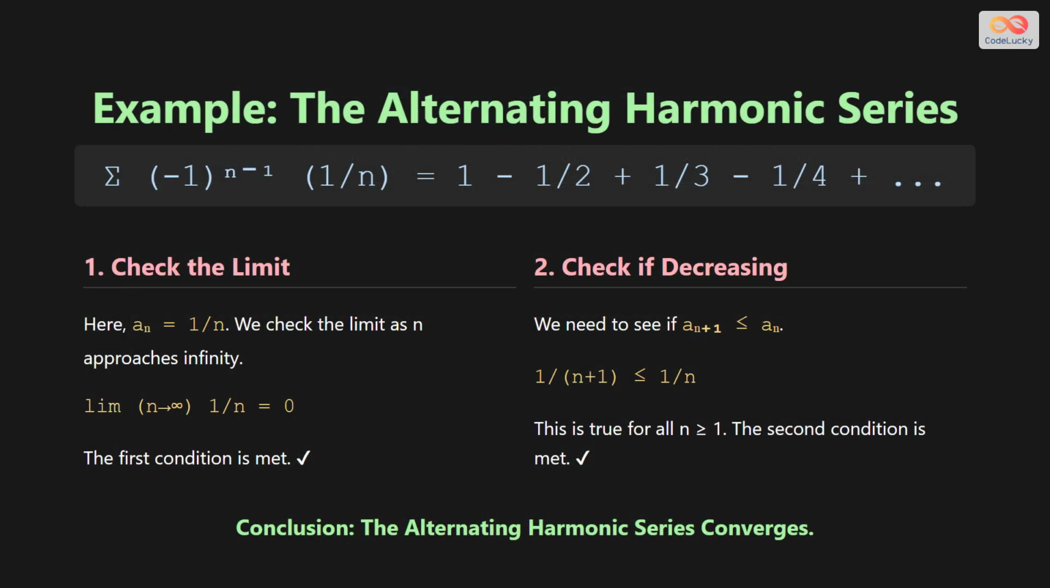Let's look at a classic example, the alternating harmonic series. This is the sum of 1 minus 1/2 plus 1/3 minus 1/4 and so on. We check the two conditions. The limit of 1 over n as n approaches infinity is indeed 0. And the terms are decreasing, since 1 over n+1 is always less than 1 over n. Both conditions pass, so the series converges.